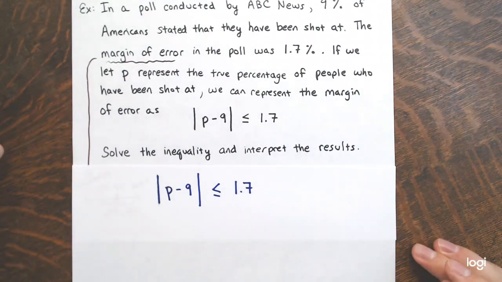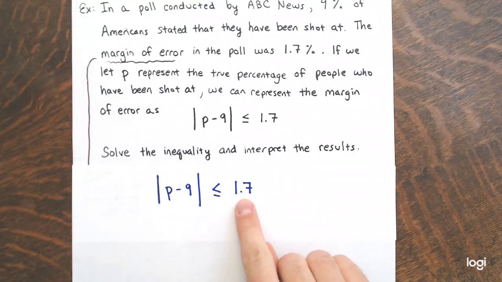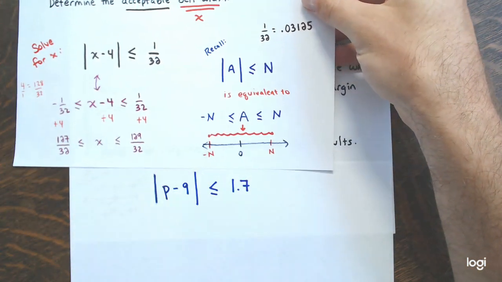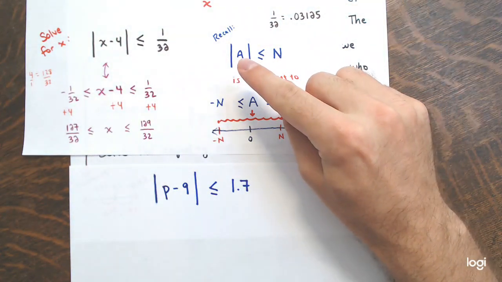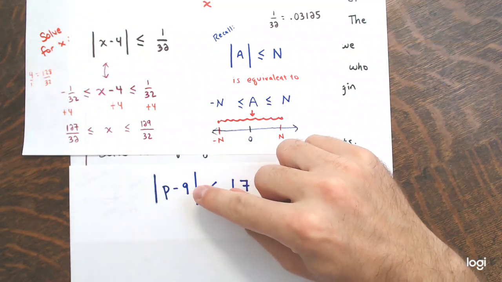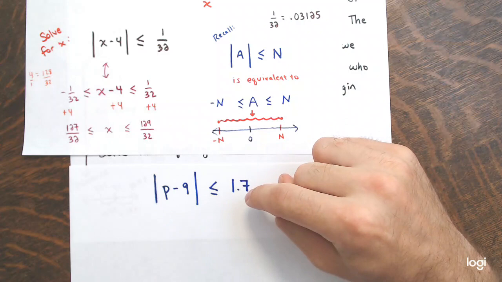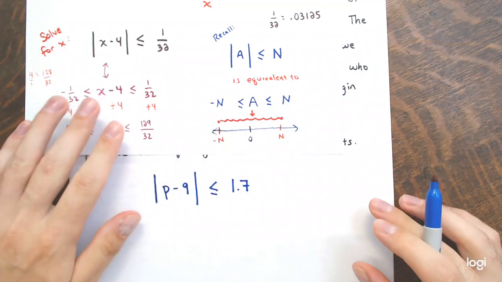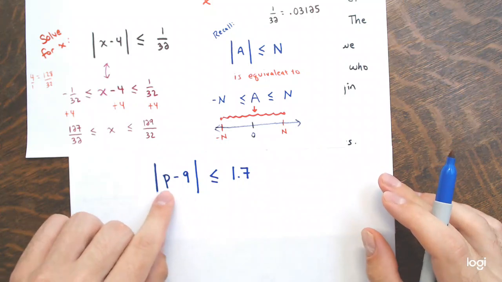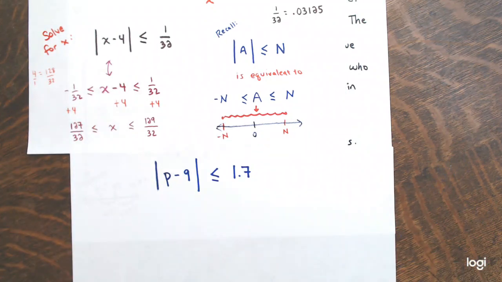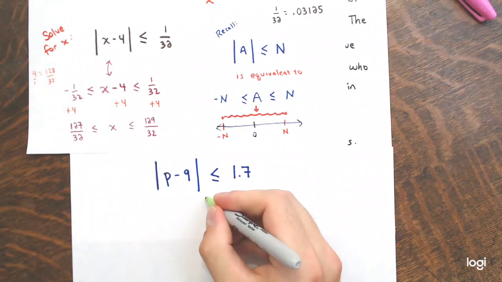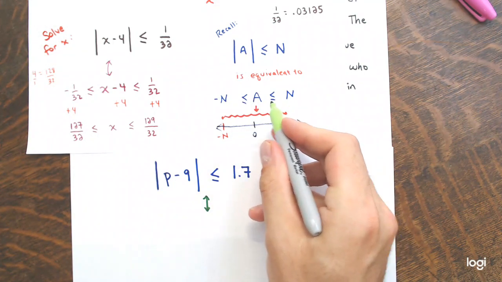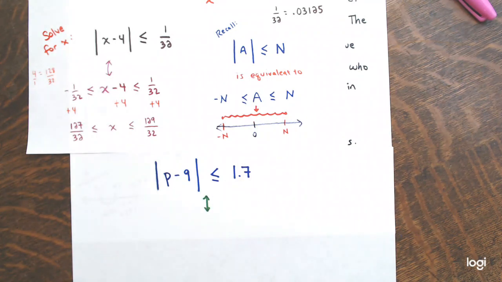And this is very similar to the first example I went over, right, where we have the absolute value of some expression is less than or equal to some non-negative number like 1.7. It looks exactly like this, with the absolute value of some A, where A is this P minus 9, is less than or equal to some number N, where N is 1.7. And what we do in this case is isolate the absolute value, which it already is, and then I rewrite it as an equivalent compound inequality, one of those connected inequalities with the word and involved.